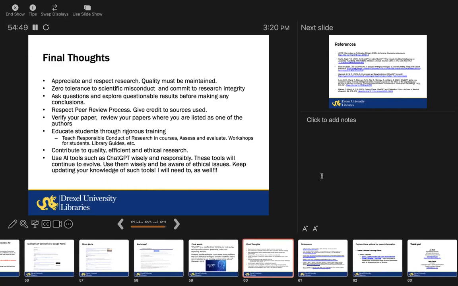And so, respect peer review, very important. Use AI tools such as ChatGPT wisely, responsibly. These tools will continue to evolve. Use them wisely and be aware of ethical issues. Keep updating your knowledge of such tools. I will need to update myself as well. And I think that was the last slide in this presentation. Let's go to the next.